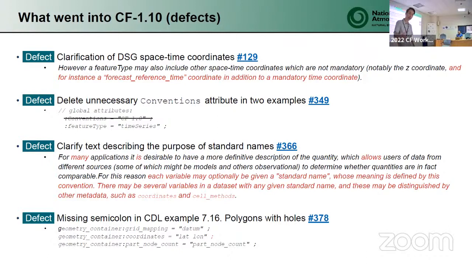And this last one on this page, this is my absolute favorite. This is the missing semicolon on the coordinates attributes in this example, and it's fixed, and this matters obviously. I think I don't need to explain myself to anyone who's cut and pasted CDL to try to use it. So those are great. We've tidied up some things, made some things which weren't really wrong but are now clearer than they were.